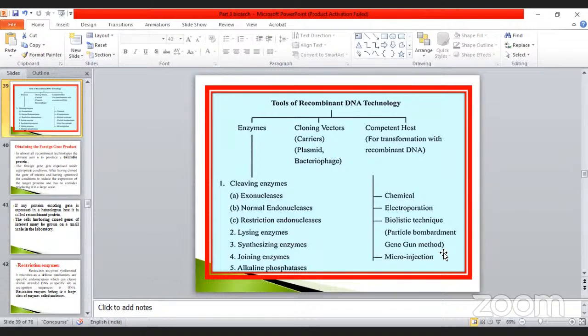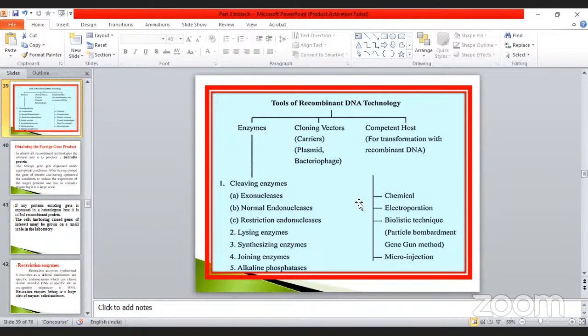Gene gun method, already we studied. Gene gun method, already know. It is also loaded with a particular microliter, 10 to 220 kilobase, loaded and also inserted into the target cells. Microinjection is also essential. Microinjection is nothing but one of the processes where they use the needle. Okay, so these are all considered what is known as recombinant DNA technology.